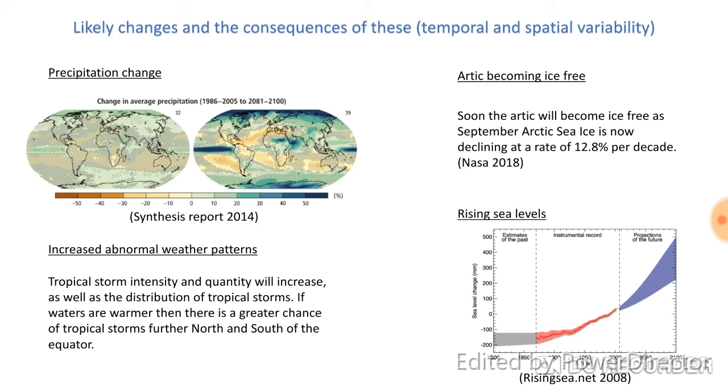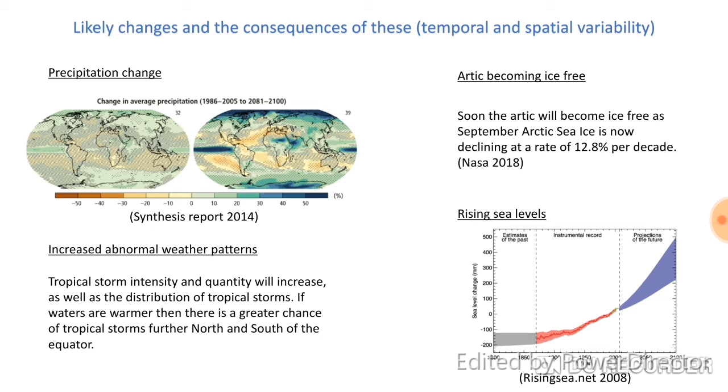Likely changes and consequences of climate change in the future. Precipitation rates and locations are likely to change as a result of climate change, as weather patterns shift across the globe. From the synthesis report in 2014, changes in average precipitation can be shown in the graph by comparing the two graphs. Also, there will be an increase in abnormal weather patterns.